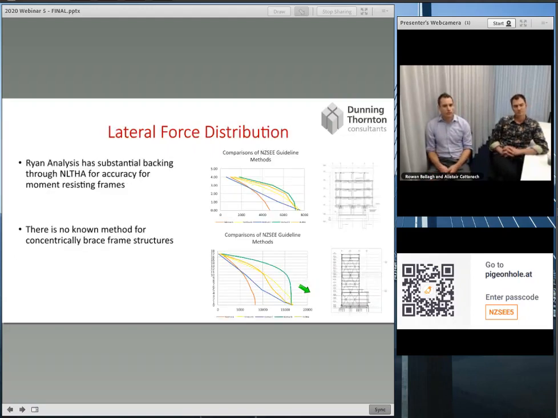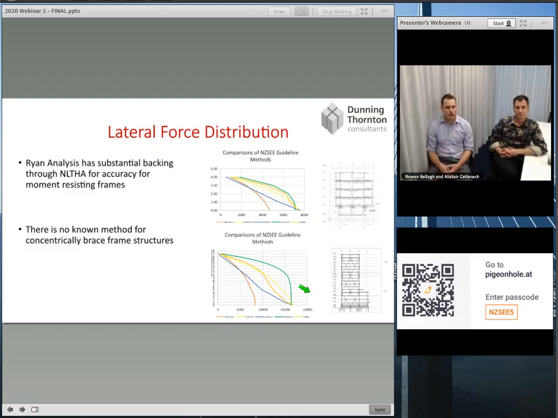Lateral force distribution. Kerry Ryan out of the University of Nevada at Reno has done a lot of very good analysis on moment frame buildings, working out how much shear in your superstructure is thrown up your building. She's come up with a formula which is based on the effective damping of your system and the flexibility of your superstructure. So the more damping you have, the more non-linearity you have, the more flexible your superstructure, the more force you throw up your building.